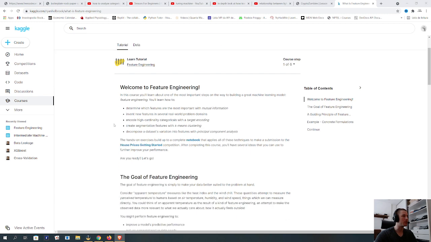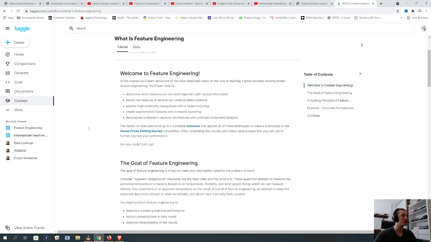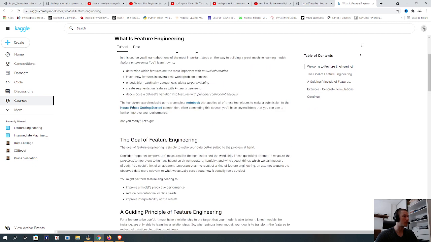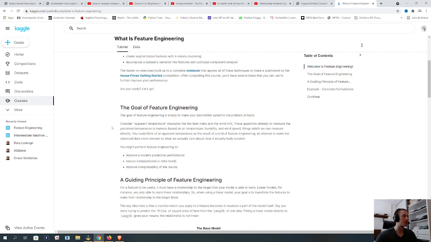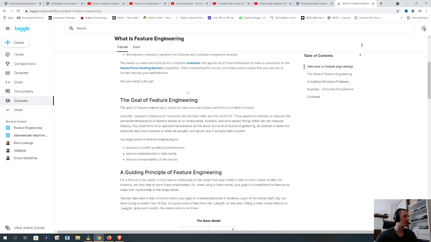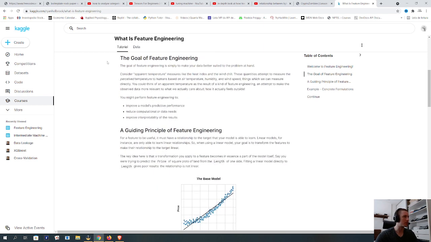Welcome to feature engineering. In this course, you'll learn about one of the most important steps on the way to building a great machine learning model, feature engineering. You'll learn how to determine which features are the most important with mutual information, invent new features in several real-world problem domains, encode high cardinality categoricals with target encoding, create a segmentation of features with k-means clustering, decompose a dataset's variation into features with principal component analysis. The whole hands-on exercise builds up, just the introduction.